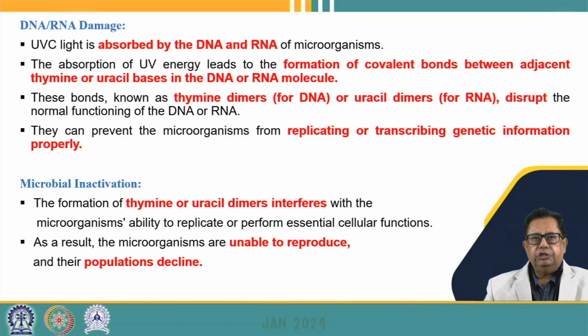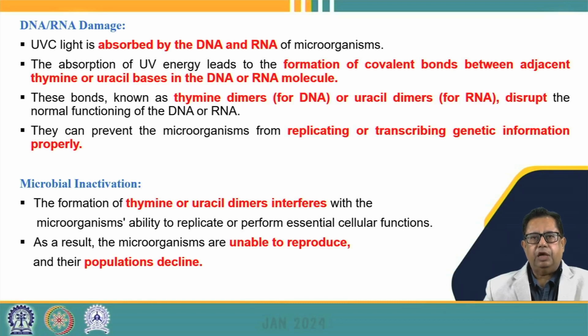So the UVC is absorbed by the DNA or RNA of the microorganism, and it forms a covalent bond between the adjacent thymine or uracil bases which are present in DNA or RNA molecules. These bonds, which are also known as thymine dimers or uracil dimers, disrupt the normal functioning of DNA or RNA, and this leads to the prevention of the replication and transcription of the genetic information by the microorganism. So it leads to the microbial inactivation.